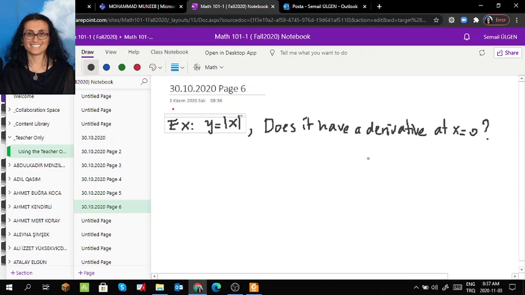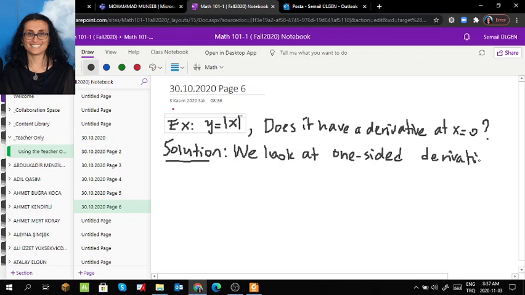Our function is the absolute value function y is equal to the absolute value of x, and the question is, does it have a derivative at x is equal to 0? So let's see how to answer this. In order to answer this, we look at the one-sided derivatives, and I'm going to give you that right now.